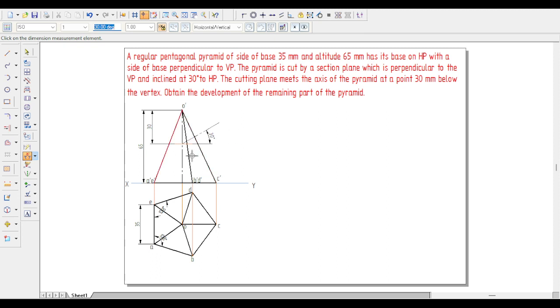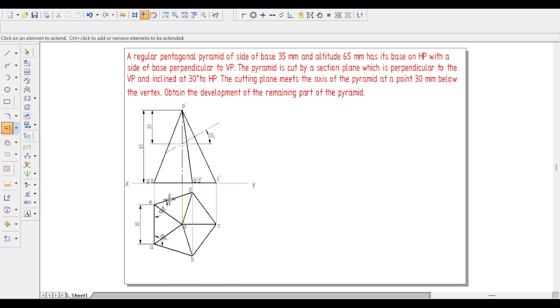Okay. So next, from this point I drew the 30-degree line, but the entire pyramid is going to be cut by this cutting plane. So I am going to extend this until all the slant edges are cut by the cutting plane. Next step: wherever this cutting plane is cutting the slant edges, there we are going to mark the points.